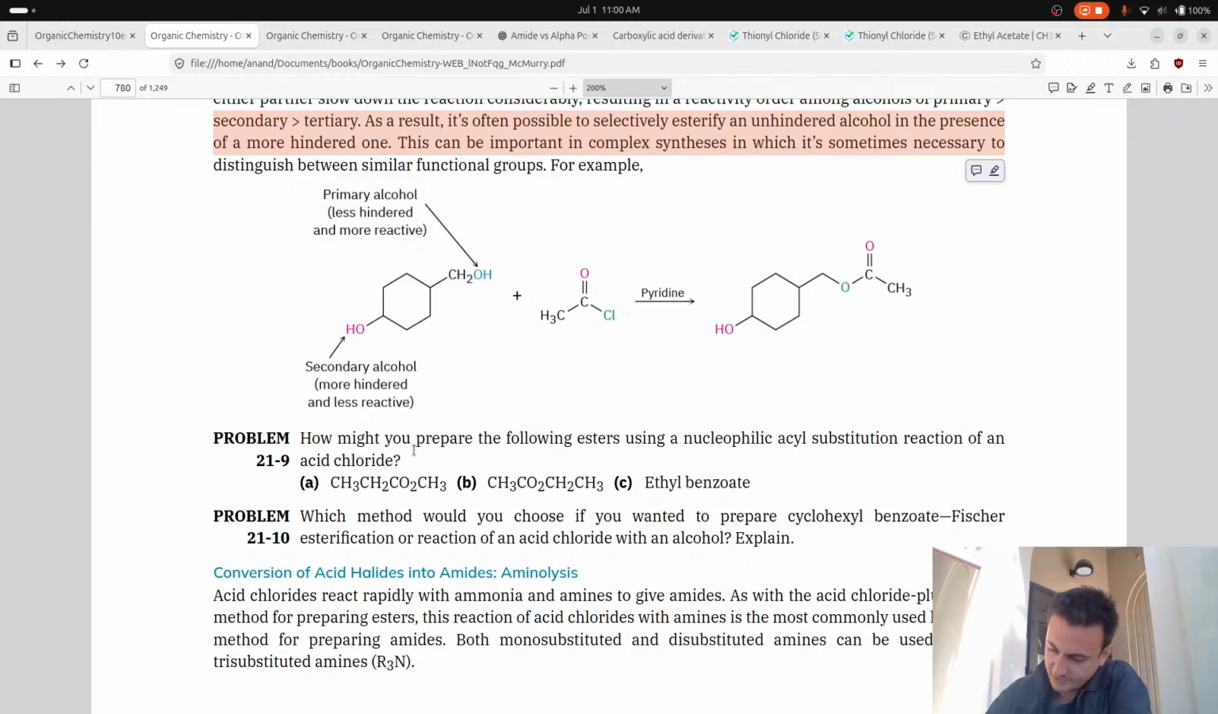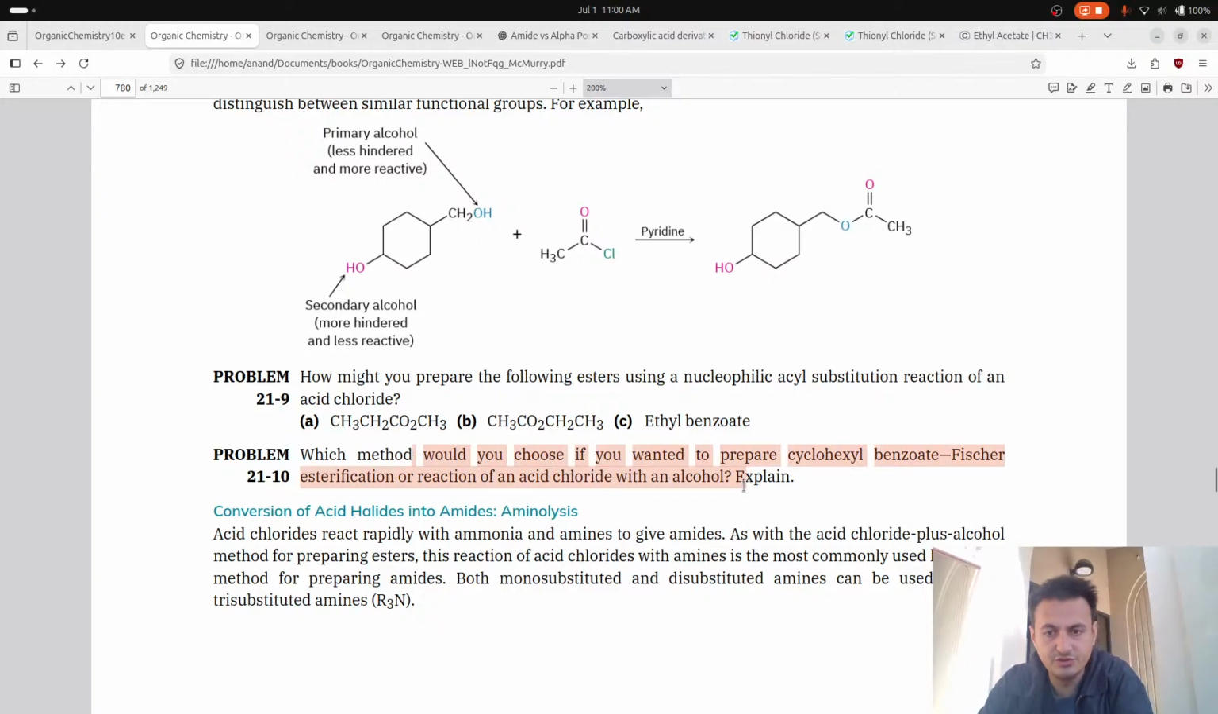So here, wait, I didn't actually do B. For B, we start with acetic acid. Or no, we start with acetyl chloride, and then we react that with ethanol. Then here, it's just benzoyl chloride and ethanol.